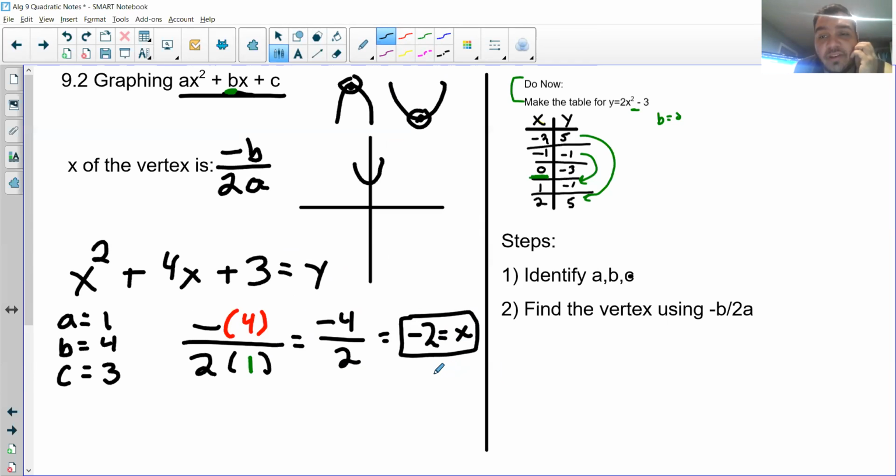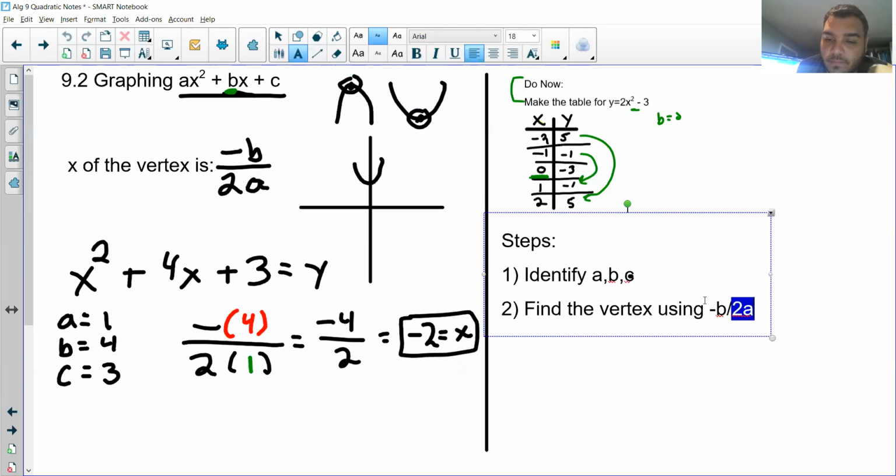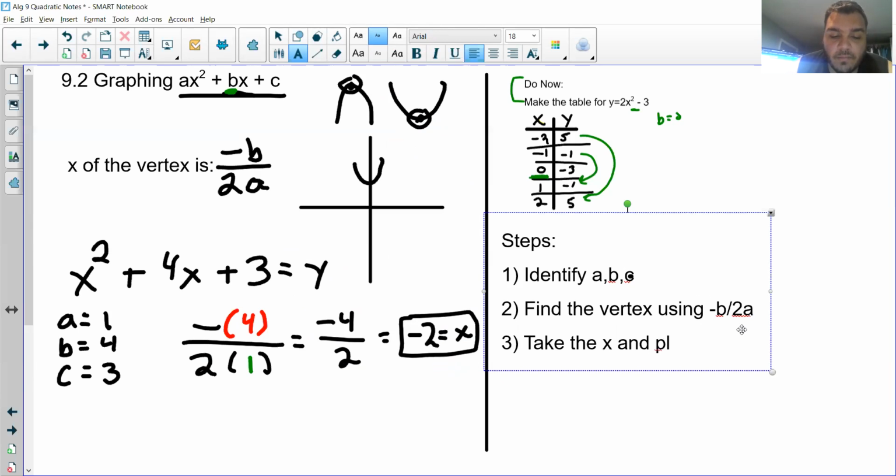But a vertex point doesn't only need the x, it also needs the y. Take the x and plug it into the equation. Let's just say the original equation.